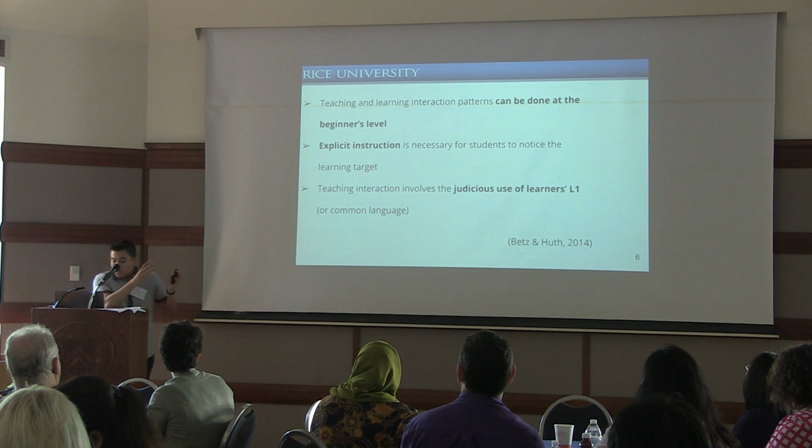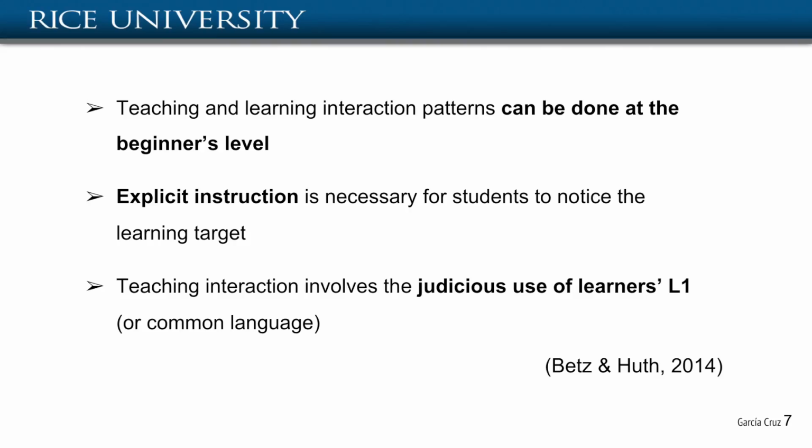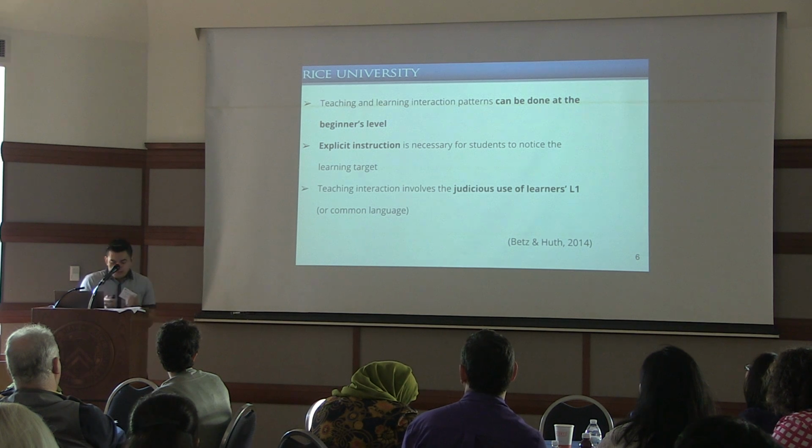I follow Betts and Hood's model, in which they say that teaching and learning interaction patterns can be done at the beginner's level. They also argue that explicit instruction is necessary for students to notice the learning target. And teaching interaction involves the judicious use of learners' L1, or the common language. In our case, it would be English.